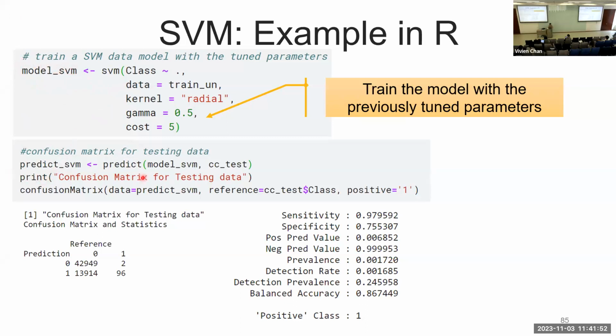And then again, I use the predict function. I use the testing data set and the model, and I store the result in this variable. Then I can use the function confusion matrix to look at the performance results. Using the confusion matrix function, it will print out the confusion matrix table and the performance matrix here. So this is the result.